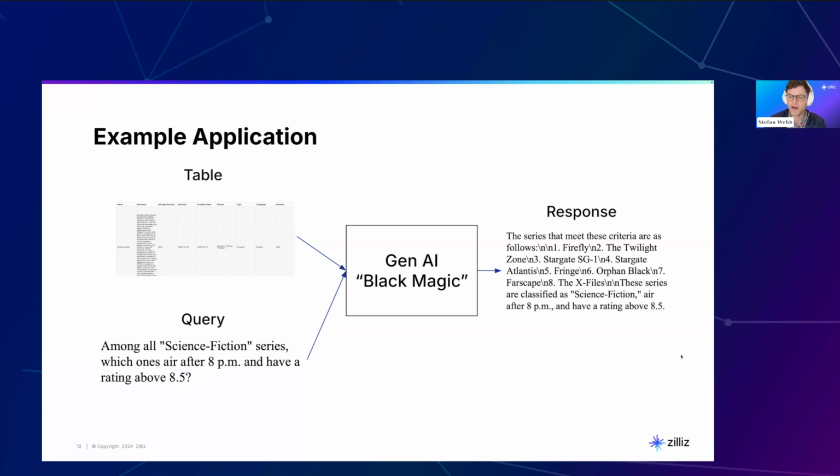Okay, so just one really specific example. I'm illustrating a question answering application of a table. The goal is that we can take a table in some representation, and we have a query. The query is: among all science fiction series, which ones air after 8 p.m. and have a rating above 8.5? And the table looks like a table of science fiction movies; it's got name, summary, average runtime, etc.